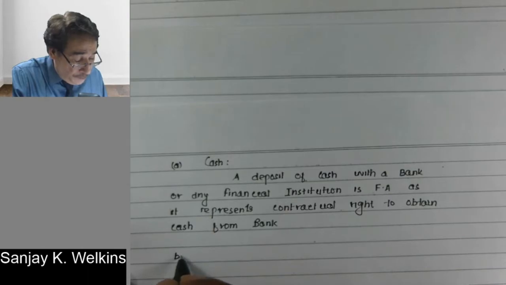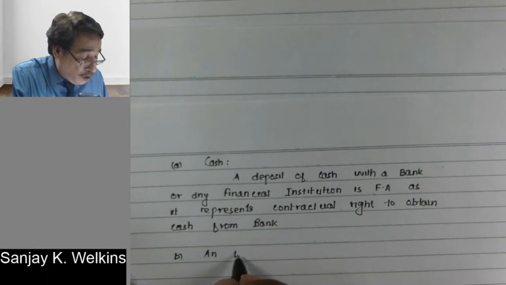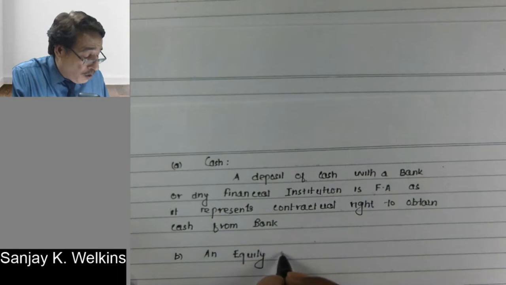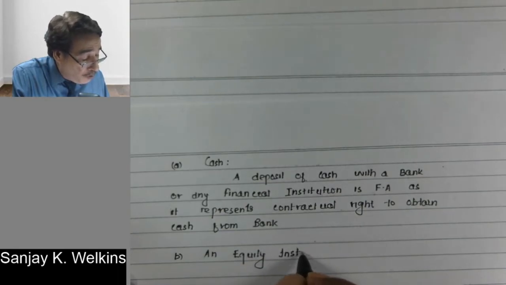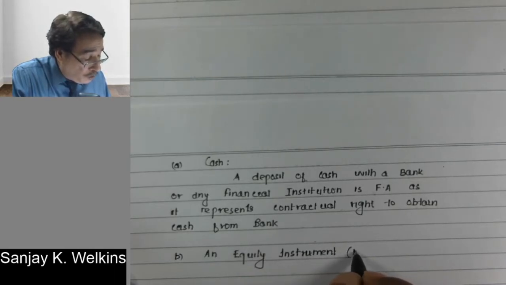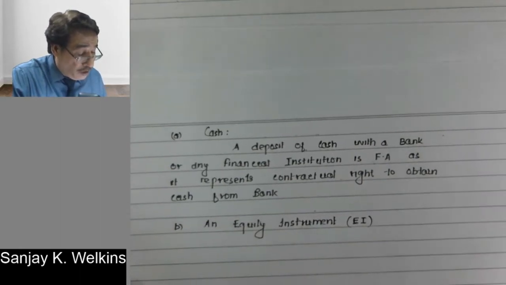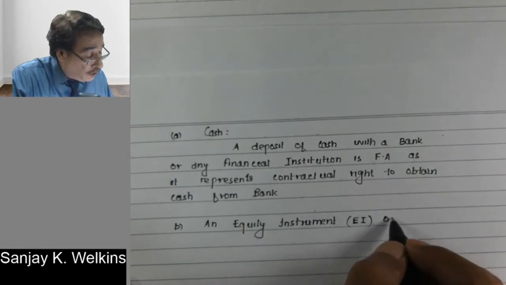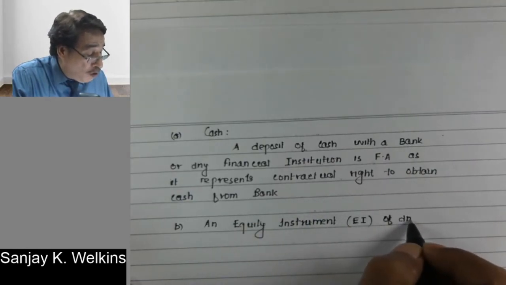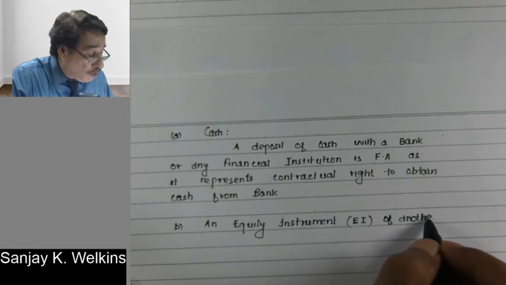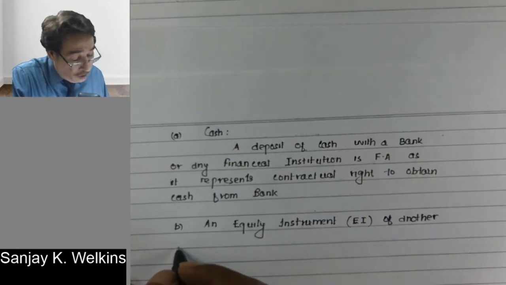Similarly, B extended further says an equity instrument of another entity. An equity instrument, EI. I will use the short form EI henceforth. Lots of short forms shall be used. An equity instrument of another entity.